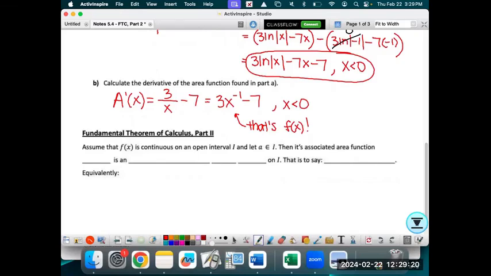So the fundamental theorem of calculus part 2 says that assume a function is continuous on an open interval I, continuous, that's our first criteria. Then its associated area function, A of x, is an antiderivative of f of x. Right, because it's the result of your integral. That is to say the other way around, that if I were to take the derivative of my antiderivative, I would get f of x.